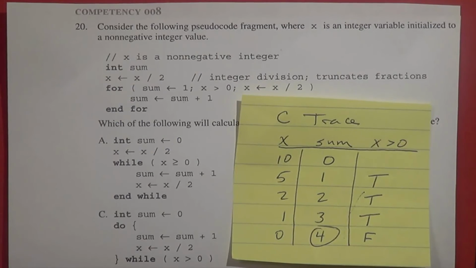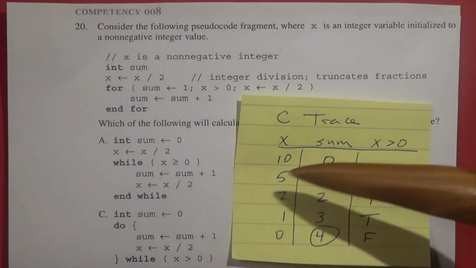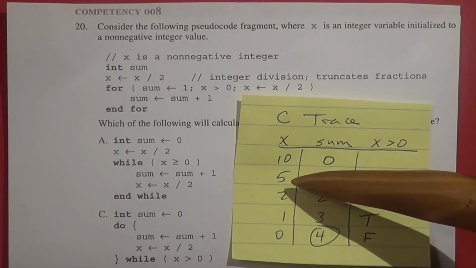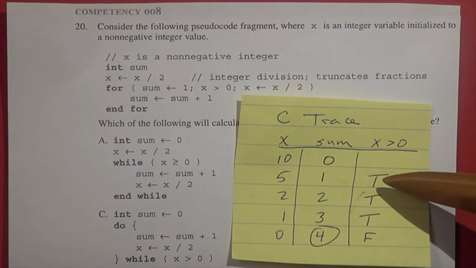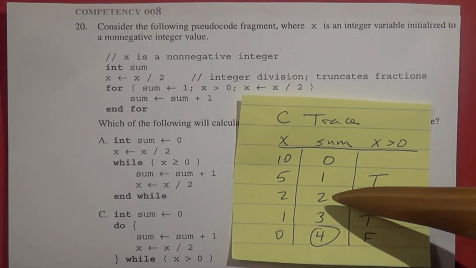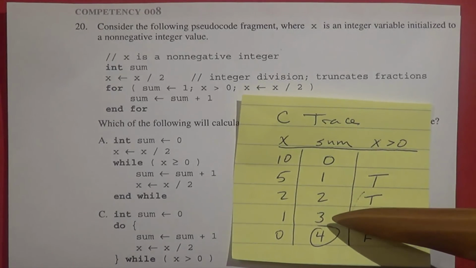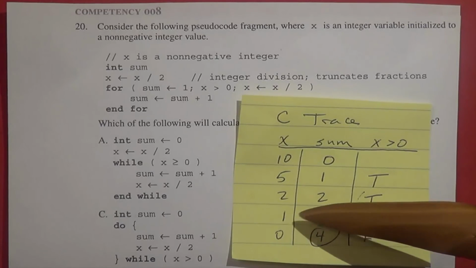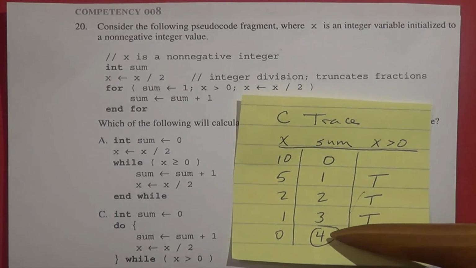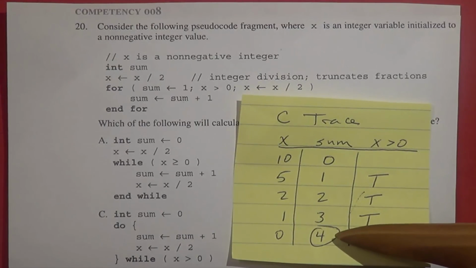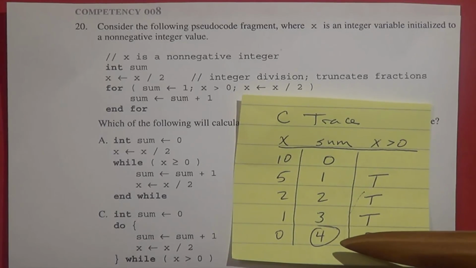So the only one left to look at is C, which must be correct. Let's see why. Sum starts at 0, immediately increases by 1, x divides by 2, still true at the end. Increases by 1, divides by 2, true at the end. Increase by 1, divide by 2, still true. Increase by 1, divide by 2. Now it's false, but the sum value is 4, which matches the original program trace. So C is the correct answer in this case.